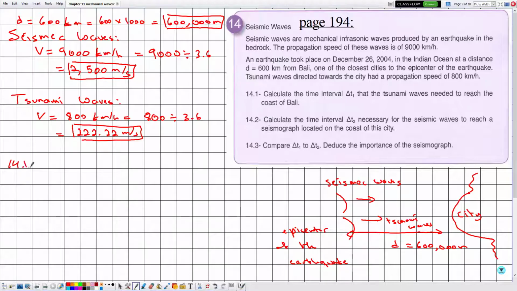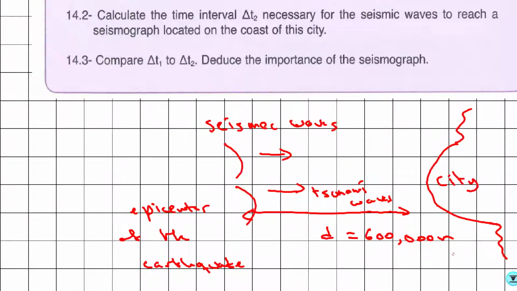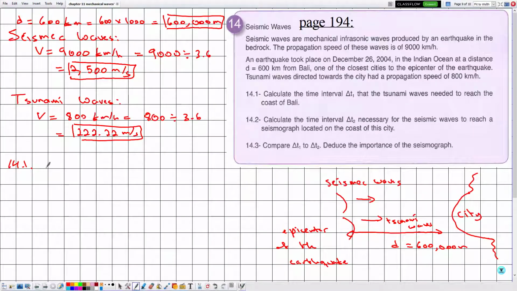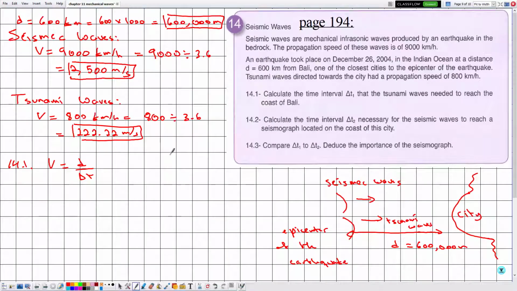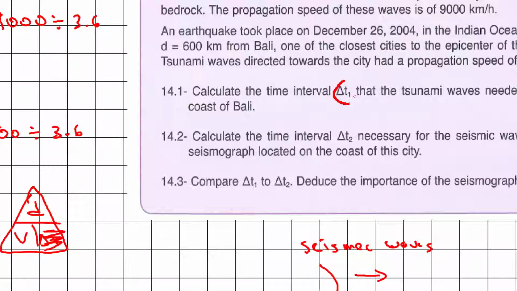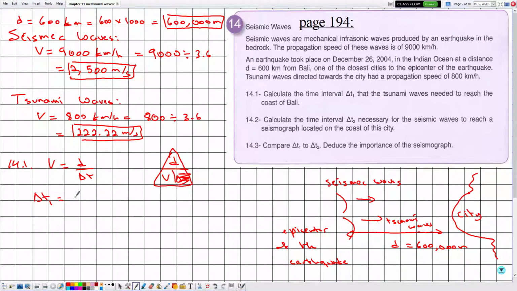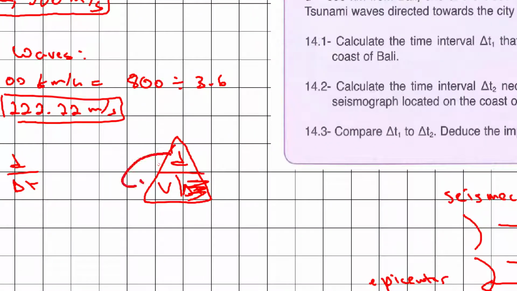In 14.1 they are telling us, calculate the time interval delta t1 that the tsunami waves needed to reach the coast of Bali. So we know the speed of the tsunami waves and we know the distance separating the epicenter of the earthquake and the city. Then the speed can be calculated by v is equal to d divided by delta t. Recall that in this chapter we are not placing m for v. Now constructing the triangle of this formula, because we have divide, v will be at the bottom, d at the top, delta t here. Putting our hand over delta t, which is denoted by delta t1, this is equal to d divided by v.